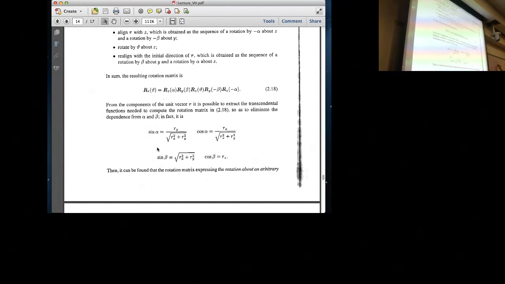So this is y with minus beta. And now we have the r vector sticking up here vertically. Now we want to do a rotation about the z-axis with theta. So that is basically now shown here. Now comes the only thing we want to do. This is what we care about. This now becomes, in the notation, Rx of theta.